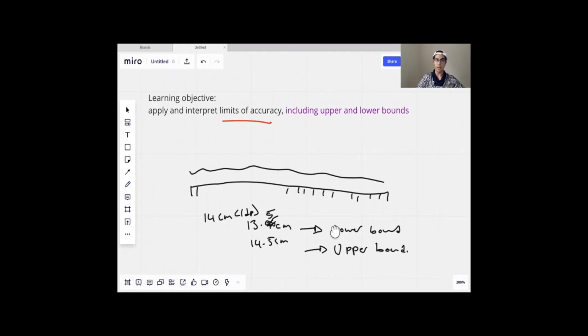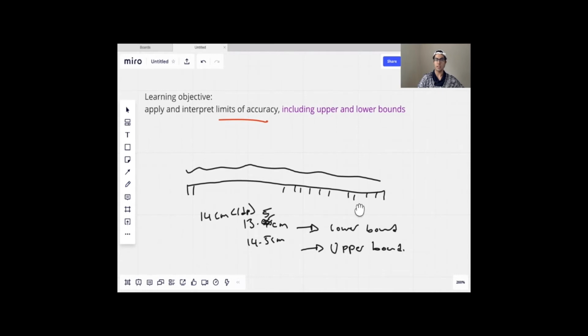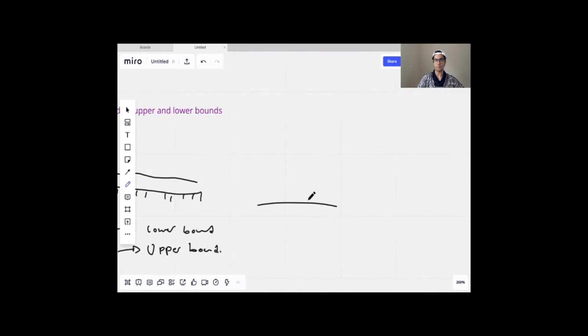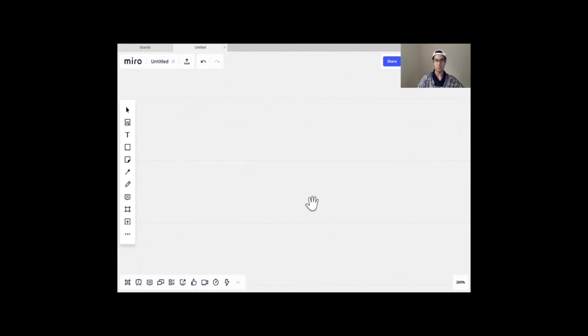Okay, let's move on to a question, and I think it will become a bit more clear. Here's the question. A bag of apples weighs 7 kilos, correct to the nearest kilogram. What is the least possible weight of the bag of apples? So we've got a bunch of apples that weigh 7 kilos, and it's correct to the nearest kilogram.